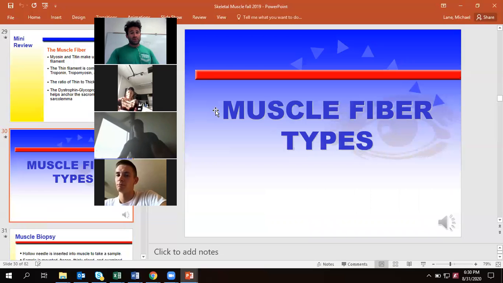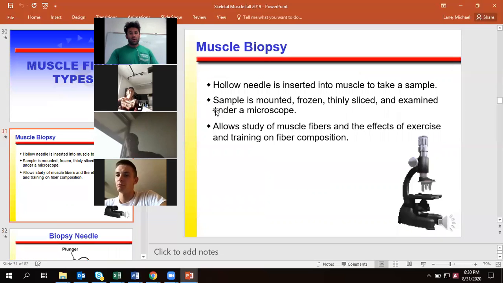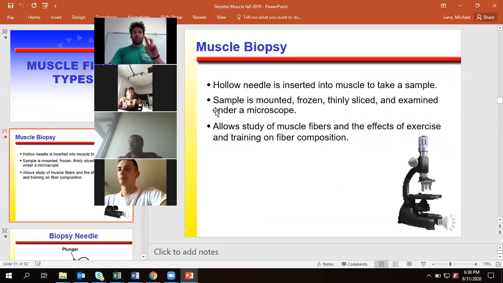So let's talk about fiber types. The way that you're going to do this is literally through that muscle biopsy. We talked a little bit about it before. You're going to take the needle after you've numbed the person and made a slight incision with a scalpel. You're going to then push the needle in and take a sample from the inside of that needle, typically twice.